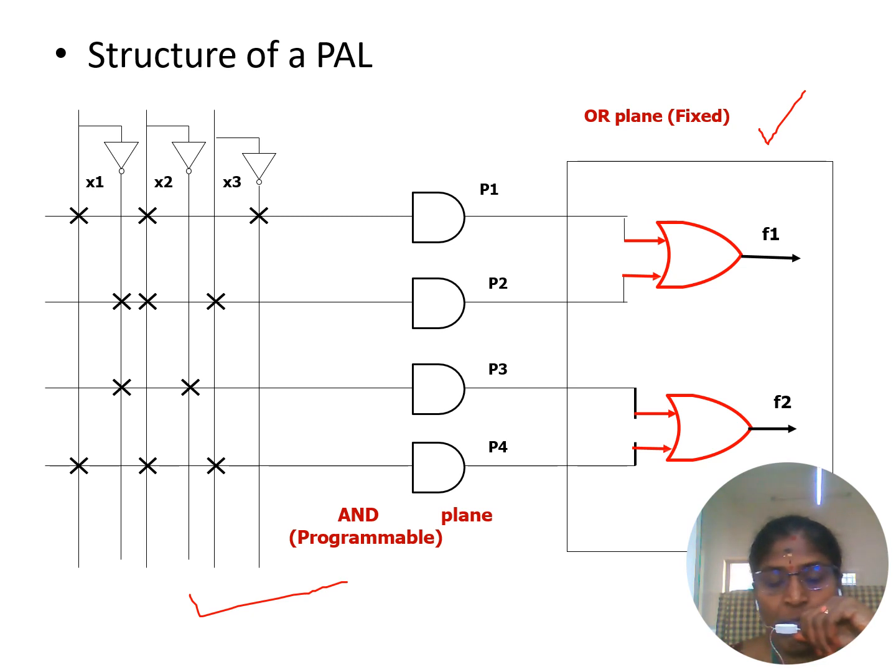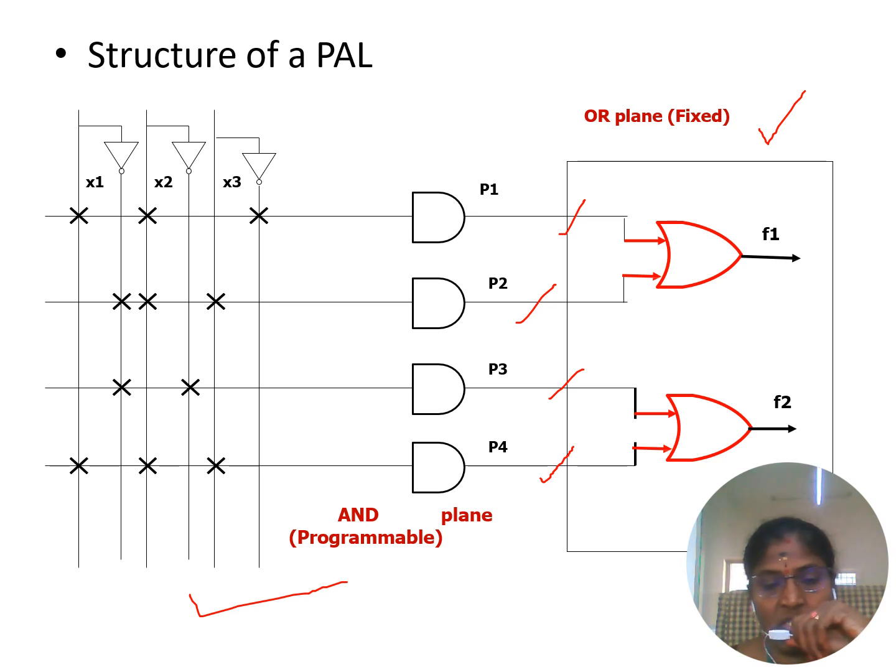All these AND planes are programmable. The cross marks indicate it's programmable. It's nothing but the fuse links are connected. Then the AND plane is connected to the OR gate by direct lines only. If you look at it, these are the direct connections. So this is a fixed OR plane. So the PAL is nothing but programmable AND plane and fixed OR plane. So this is a PAL structure.